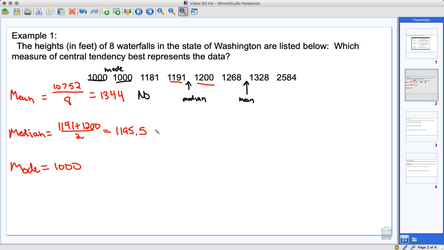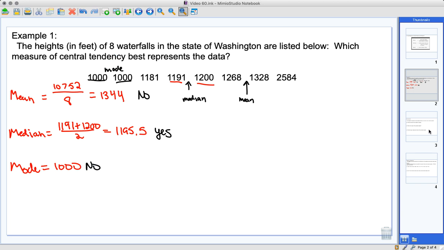In this case, I would say that your median is the best measure of central tendency to represent the data that's given. The mean is kind of high for all of this data, and the mode is really low.